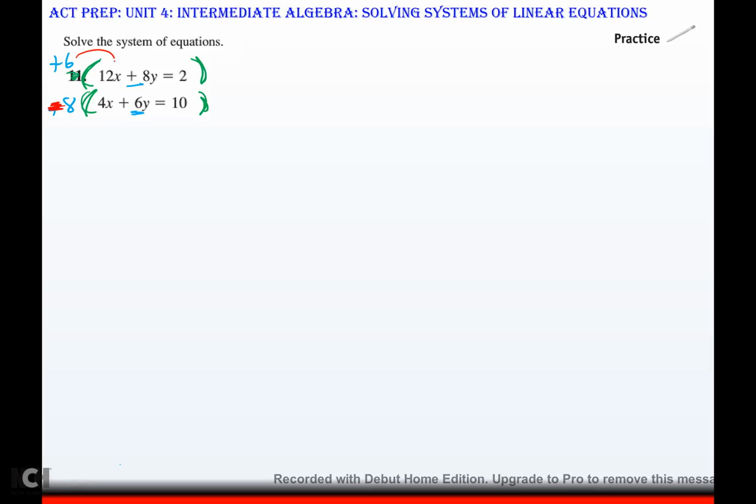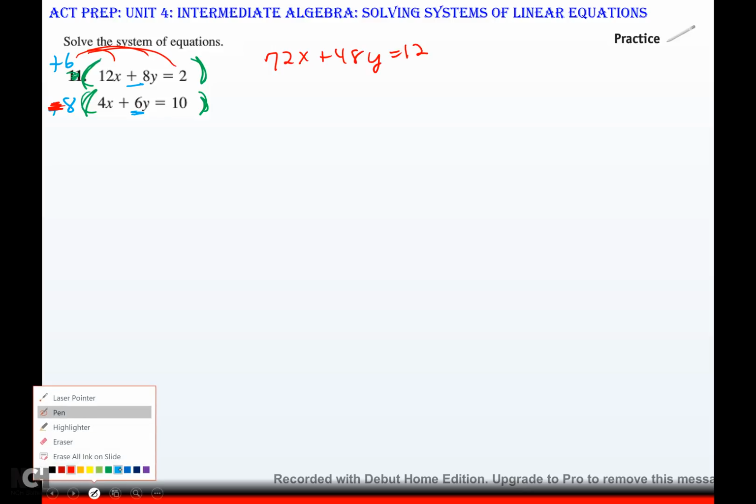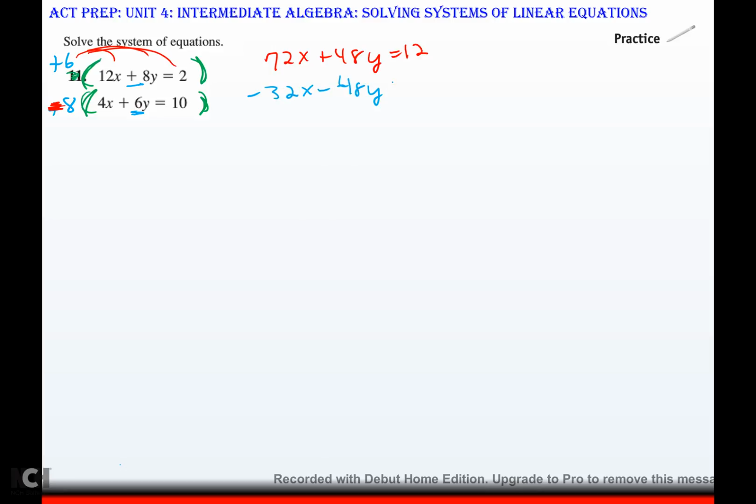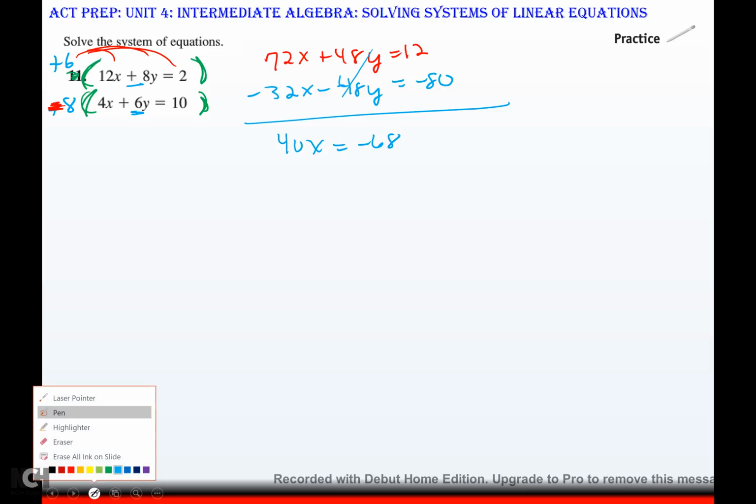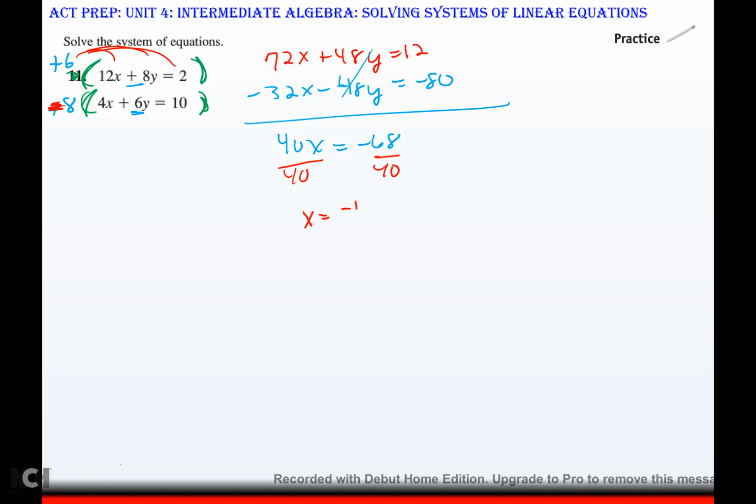So I'll make 8 negative, distribute the 6 on top. I'll get 72x plus 48y equals 12. Distribute the negative 8 on the bottom. I'm going to get negative 32x, negative 48y equals negative 80. Okay, so the y's cancel. That gives me 40x equals negative 68. Divide by 40, and x equals negative 17/10 in reduced form.